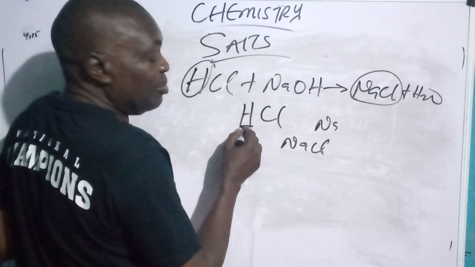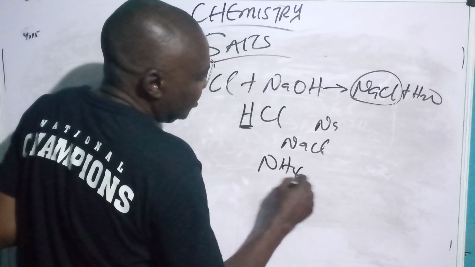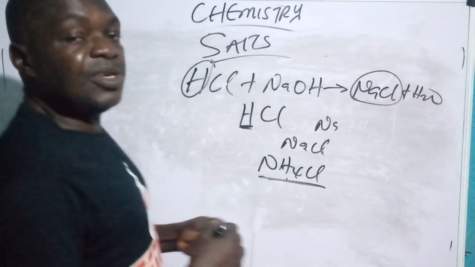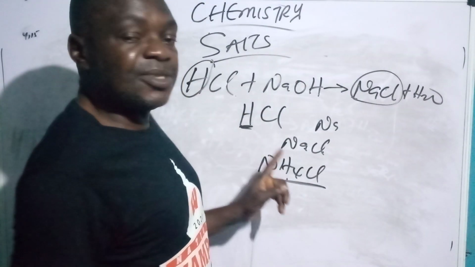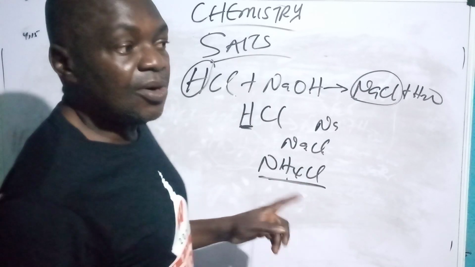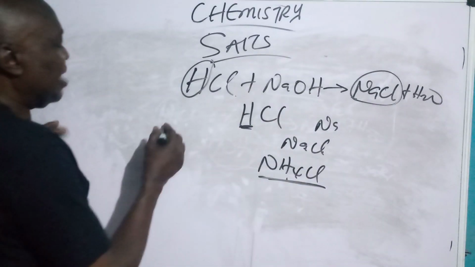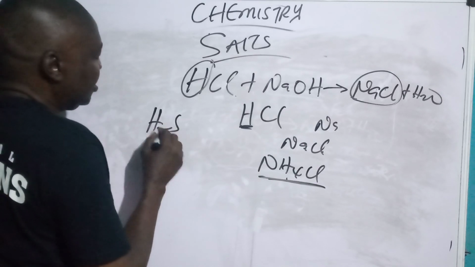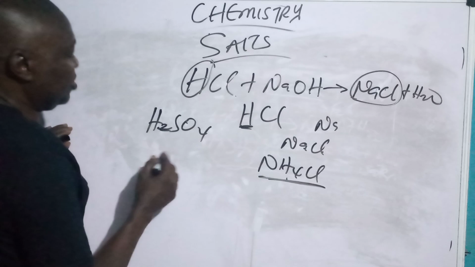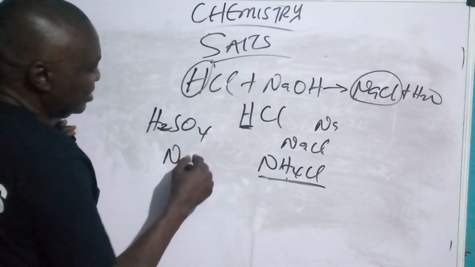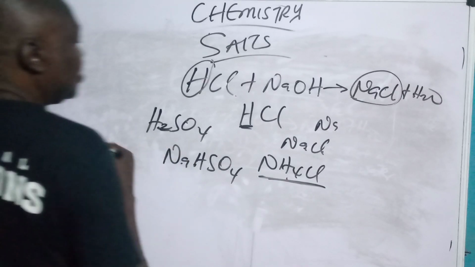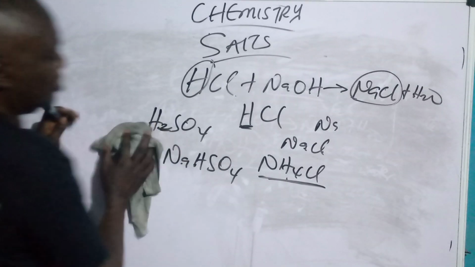You can also replace with ammonium, NH4Cl, ammonium chloride. Remember we said when all or part of the ionizable hydrogen ion is replaced by a metal or ammonium, it is a salt. You can also have H2SO4. If all the hydrogen is not completely replaced, you now have NaHSO4. Part of it still has some hydrogen. So that is the definition of salt.